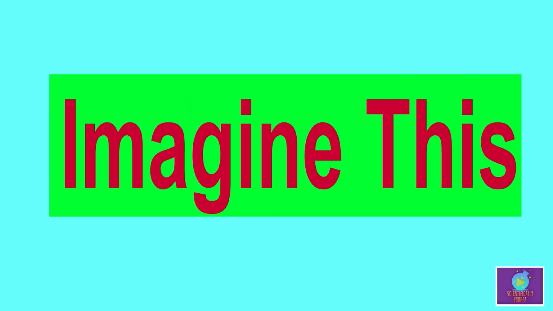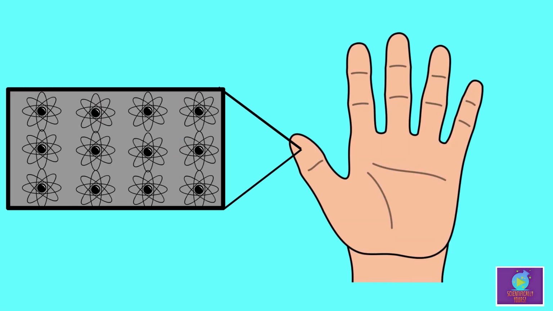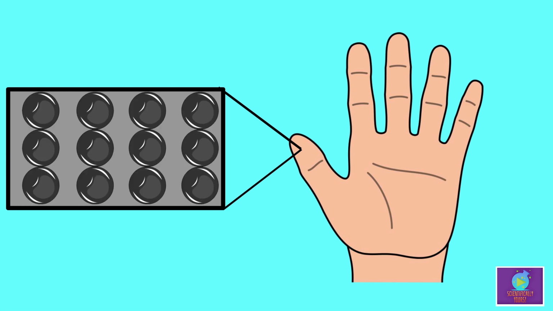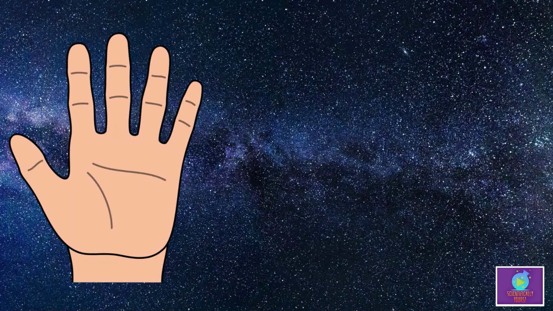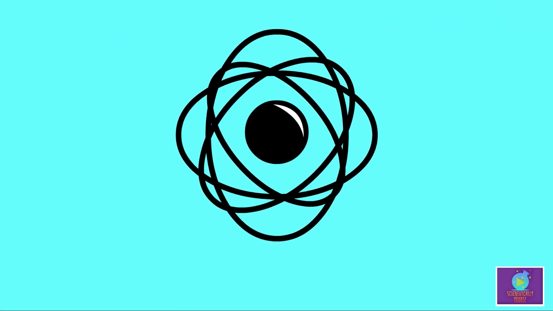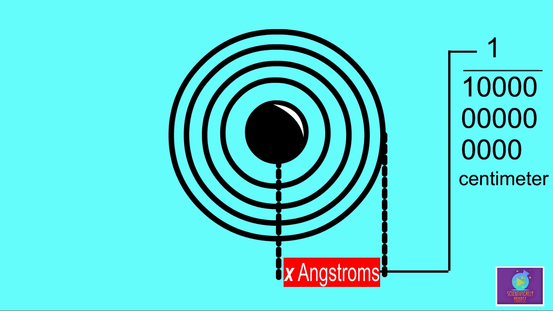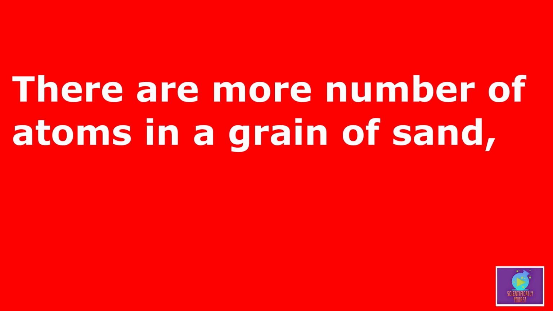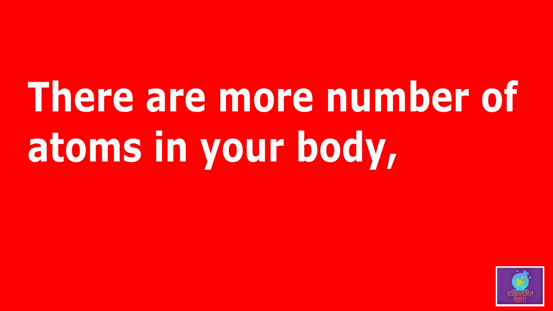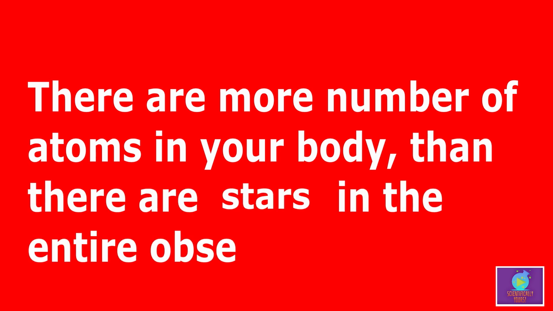Let's discuss how small the atom is. Imagine this. If every atom in your hand was the size of a marble ball, then your entire hand would be the size of the earth. Atomic radii are measured in angstroms, which is a unit 100 millionth of a centimeter. To put this into perspective, there are more atoms in a grain of sand than there are stars in our galaxy. There are more atoms in your body than there are stars in the entire observable universe. Nonetheless, they make up our entire material existence.